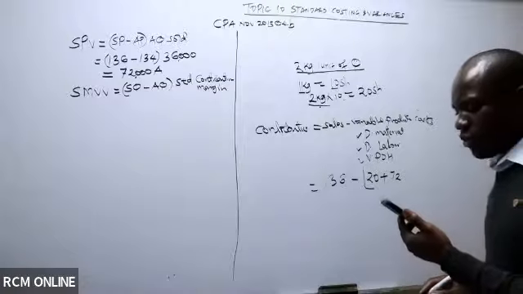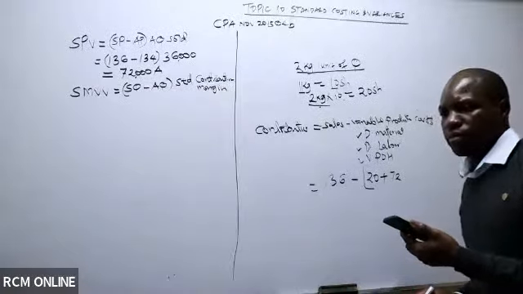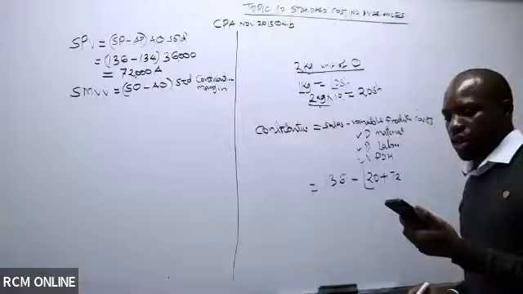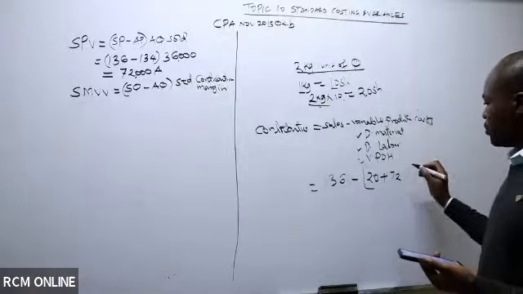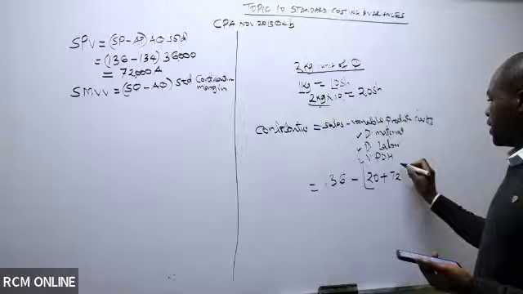Do we have variable production overhead given in the question? No. If it was there, we would have added it here. But because we don't have it, this is what will give us contribution. So 136 minus 20 plus 72. That is 136 minus 92. What are you getting? 44.